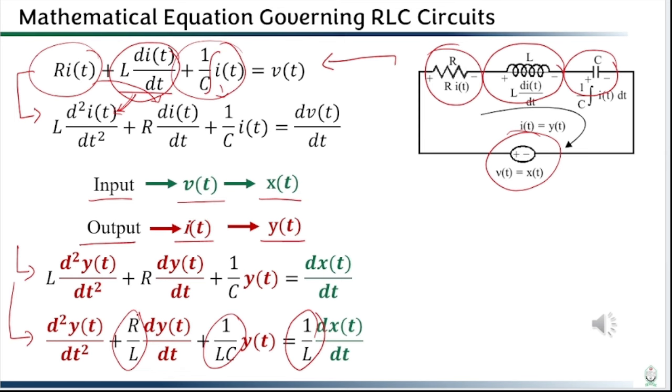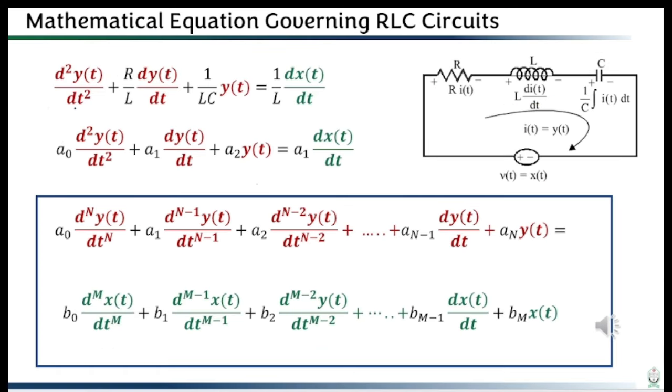So the final point that I'm trying to make is that the working principle or the operation of an LTI system can be defined by a differential equation, a constant coefficient differential equation. That constant coefficient differential equation should have a generalized form. So far we have seen it for any RLC circuit. For any RLC circuit, the constant coefficient differential equation looks like this. And if we convert this into a generalized form, this is how it looks.